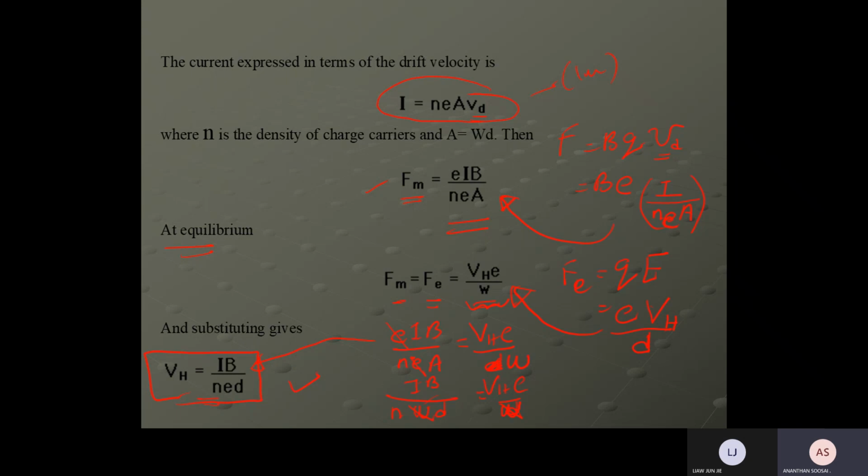Okay, now let's discuss more about this formula. Lots of questions were also asked about this formula. Although V_H is proportional to B, it has other quantities: I over nED.